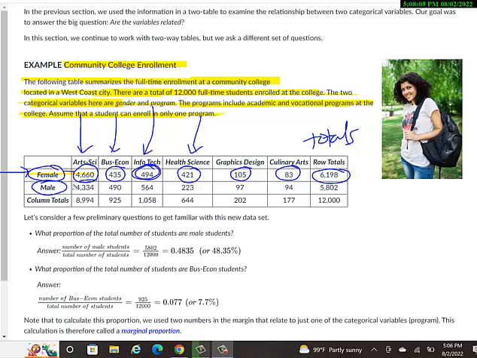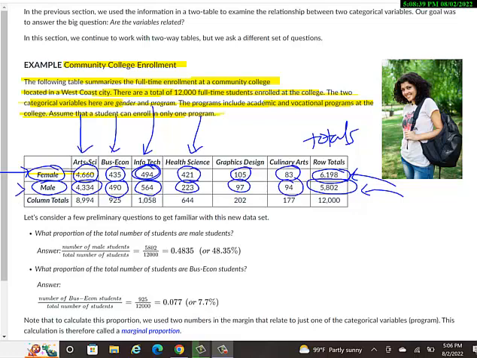Males, art science looks pretty similar, huh? 4,334. A little bit less, but not too much. But then again, the totals are different, so I don't know if we can compare these raw numbers. But quite a few more males in the business economics program than the females, and quite a few more males in information technology. But look at the health science, far fewer males than females, although, like we said, the totals are different, so it's kind of hard to compare. But kind of interesting, right? More or less here and there.